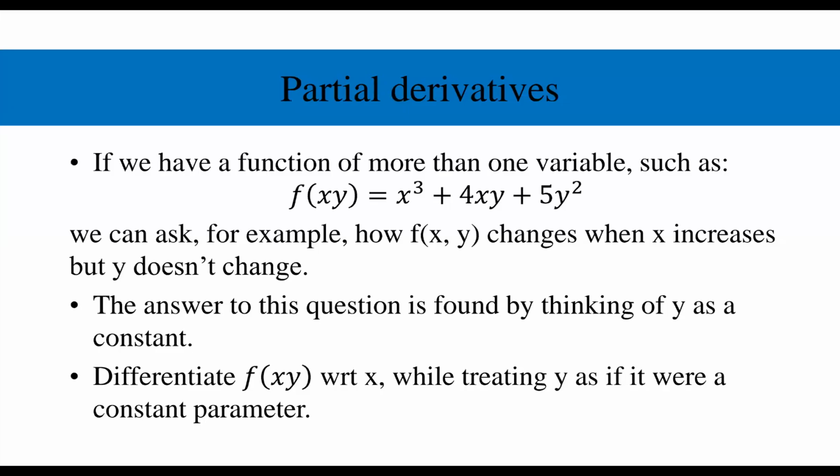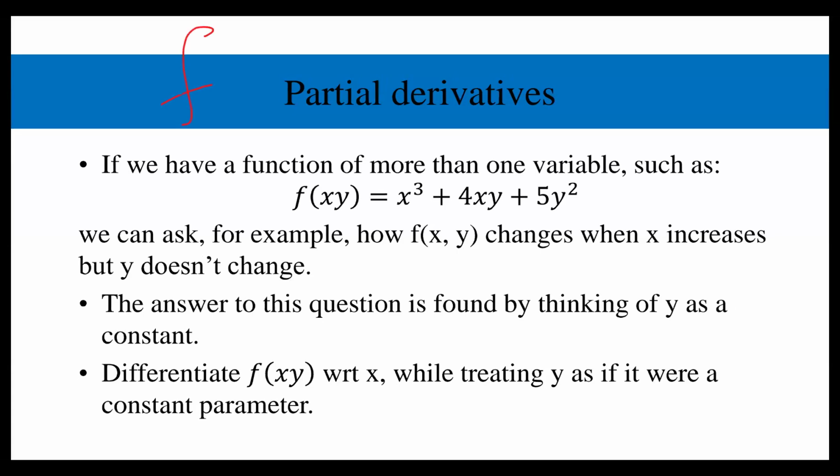Now, what do we mean by having these partial derivatives? If we have a function of more than one variable, right? Let's have a function. The function is made up of x and y. That shall equal x to the third degree plus 4xy plus 5y squared. This is a function. It has more than one variable, more than one letter in layman's language. We can ask, for example, how this function changes when x increases, but y does not change.